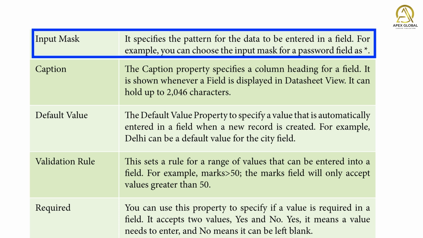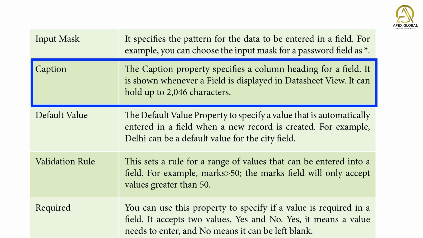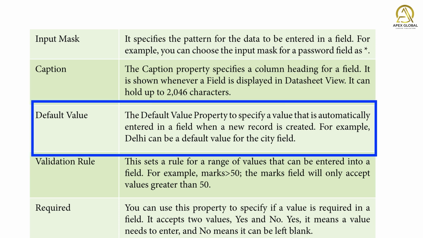Input mask. It specifies the pattern for the data to be entered in a field. For example, you can choose the input mask for a password field as star. Caption. The caption property specifies a column heading for a field. It is shown whenever a field is displayed in datasheet view. It can hold up to 2046 characters. Default value. The default value property is used to specify a value that is automatically entered in a field when a new record is created. For example, Delhi can be the default value of the city field.